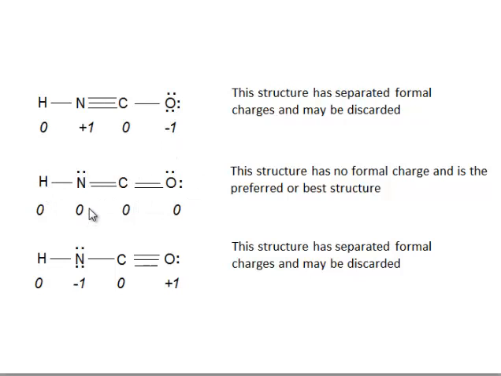The middle structure has no formal charge for the nitrogen and oxygen. The bottom structure has a negative formal charge for the nitrogen and a positive formal charge for the oxygen. These two structures with separated formal charges are less stable than this one and may be discarded. This is the preferred structure. This is the quote-unquote best structure. This is the way the electrons are actually arranged in the molecule.